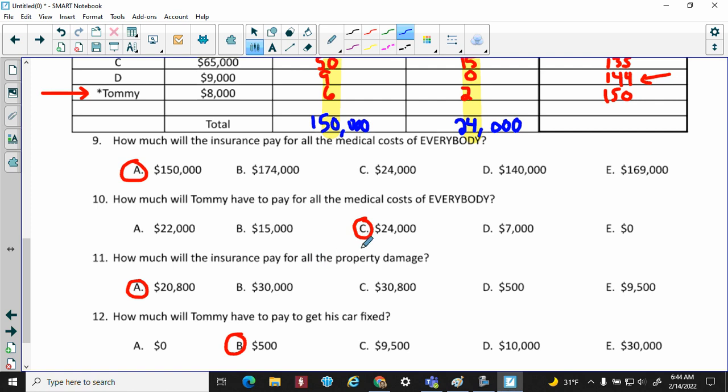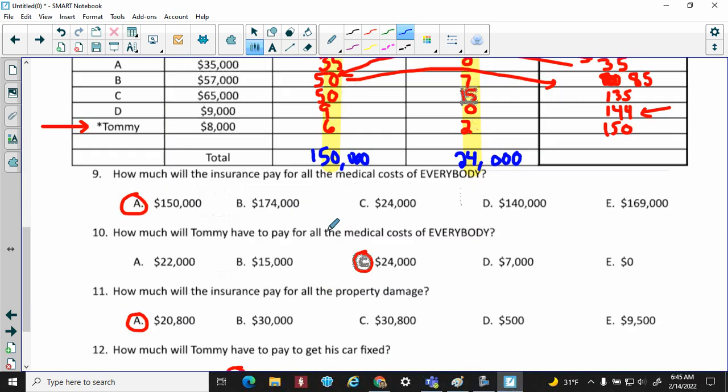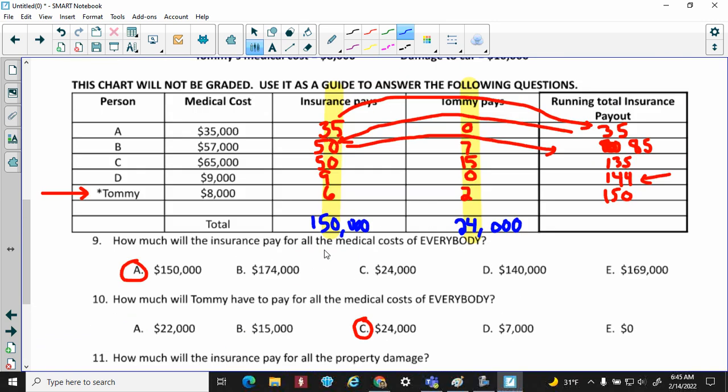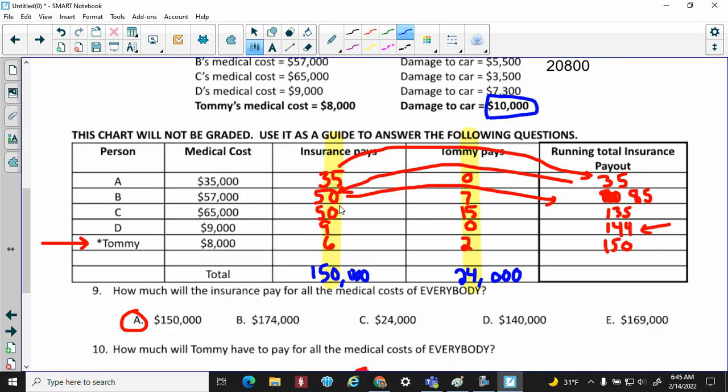All right. And lastly, it says how much will Tommy have to pay to get his own car fixed? Looking at his own car, it's $10,000 to fix his car. But here's the deal. He only pays his deductible. That's the only thing that he has to pay. So that answers question number 12.